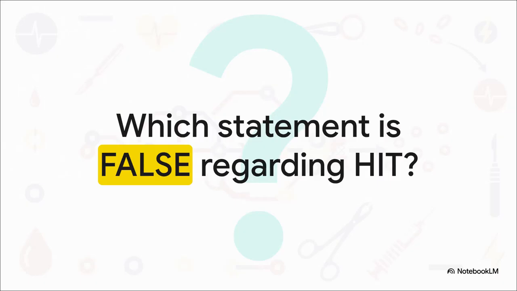Heparin-induced thrombocytopenia, or HIT, is a totally terrifying paradox on the surgical floor. Which statement here is false? A. It's mediated by IgG against heparin-PF4. B. Platelets drop more than 50% at 5 to 10 days. C. There's a paradoxically high thrombosis risk. Or D. You must stop heparin and substitute low molecular weight heparin.